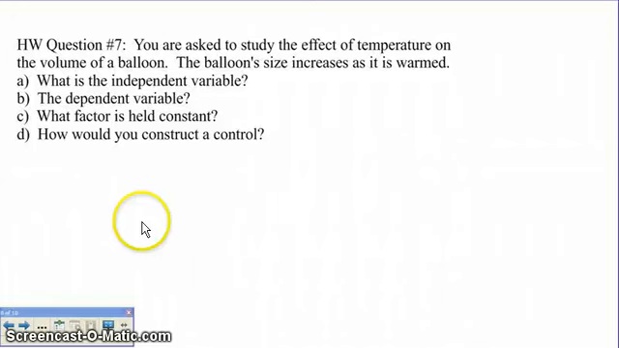And then you want to tell me what's the dependent variable. And then how about what factor is being held constant? And you might have more than one answer here. And letter D, how would you construct a control? All right, so see what you can do with question 7.